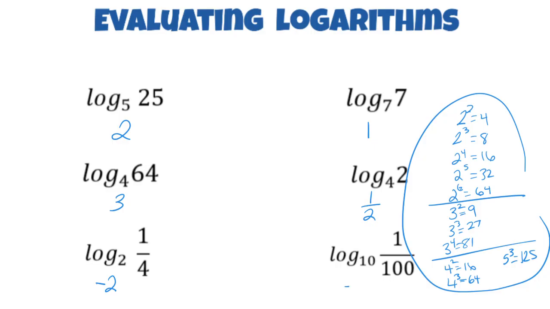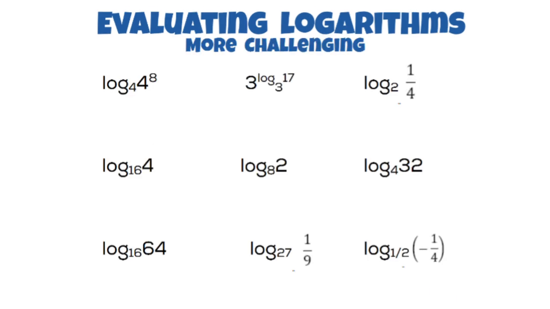Okay, that's also a -2 because I have to square it, but I have to bump it to the denominator. All right, now I'm going to throw some really weird ones at us.